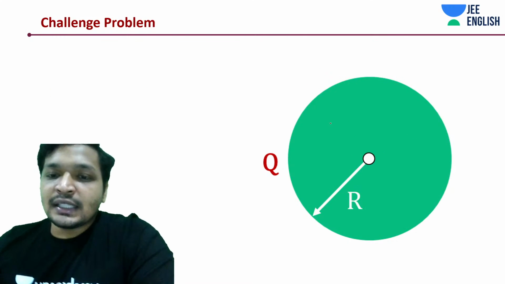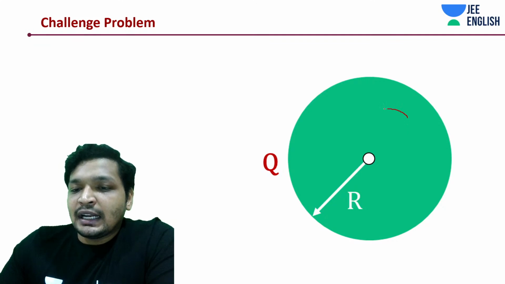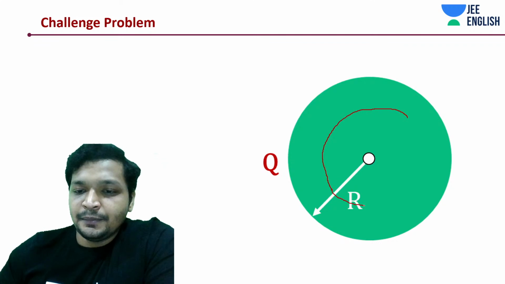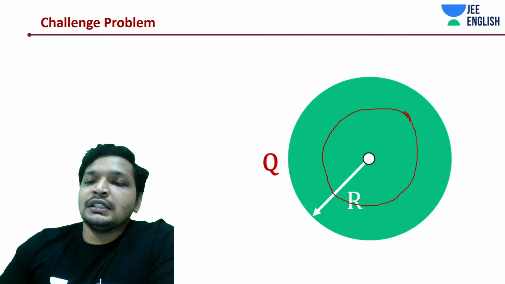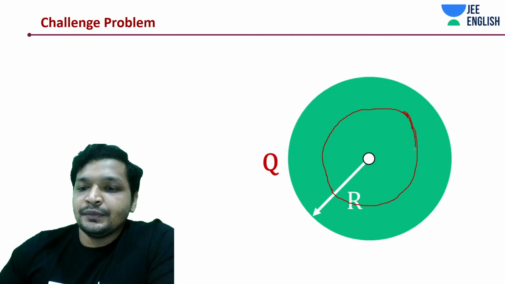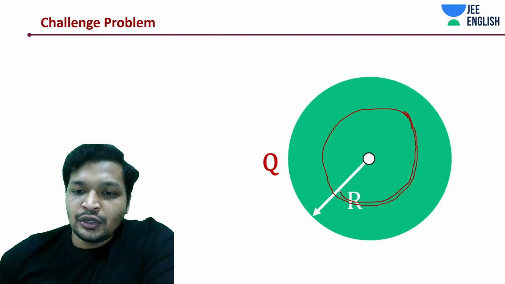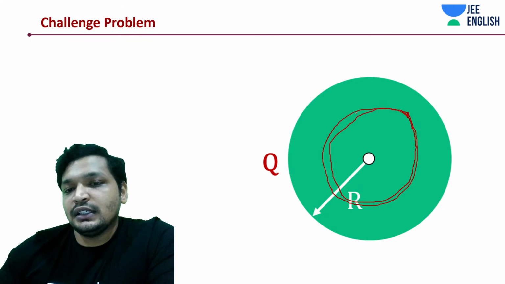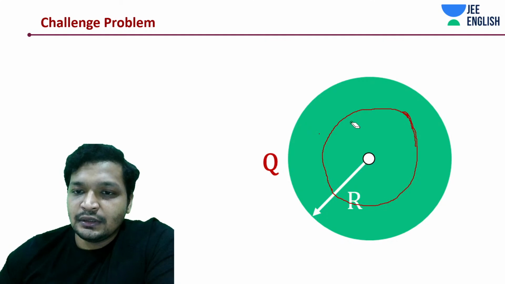So let's say I'm going to take a small shell at a distance r from the center, and this shell has some thickness. It's a very thin shell, but this very thin shell also has a thickness, isn't it? Yeah.